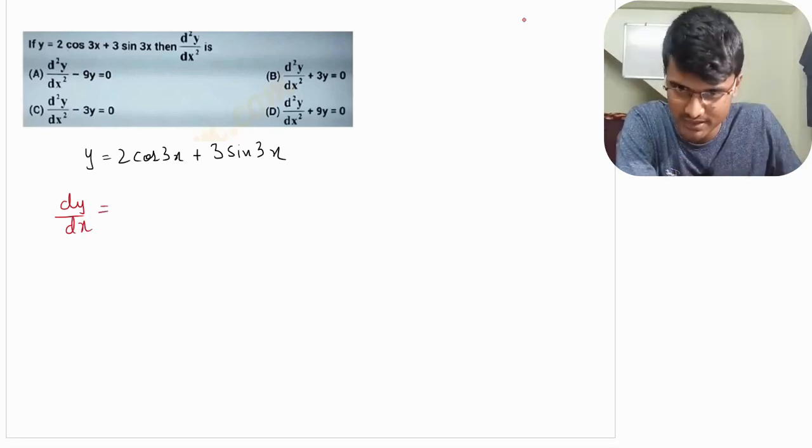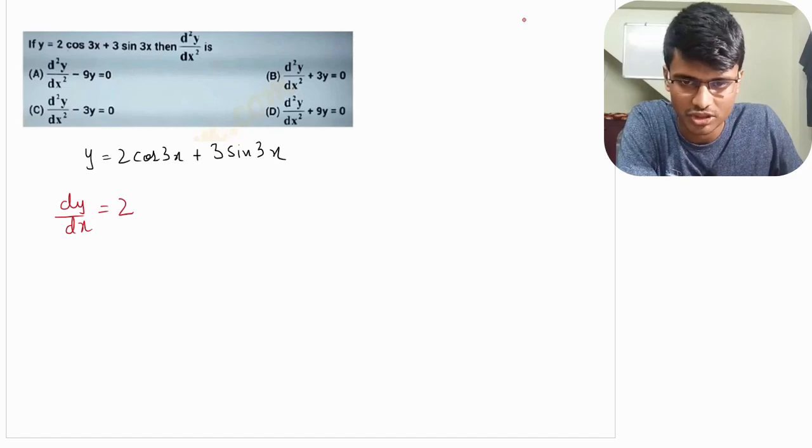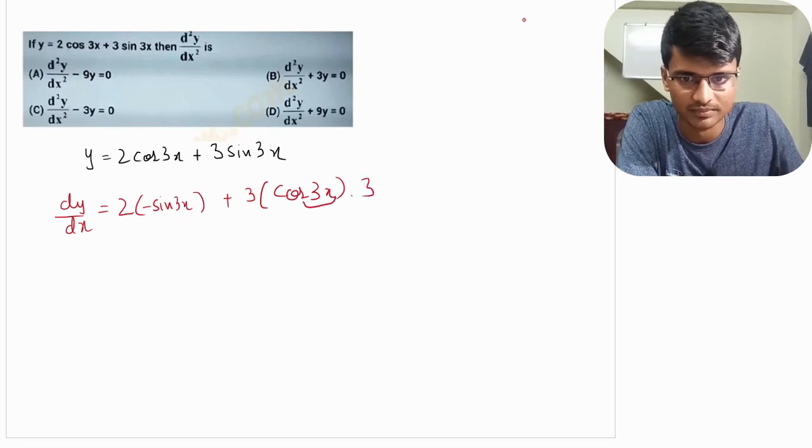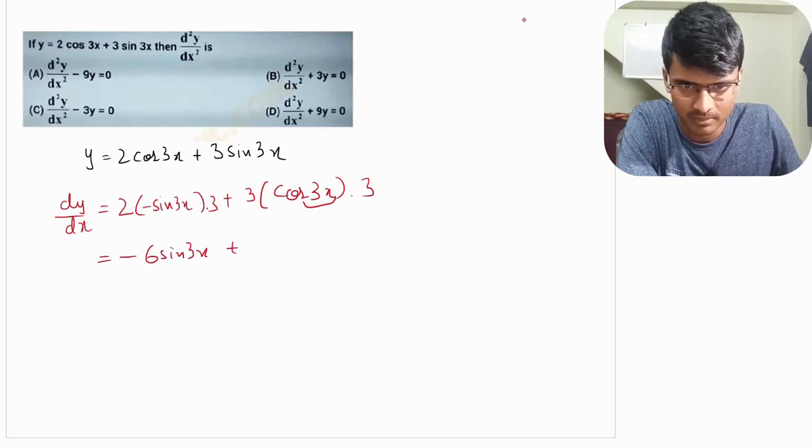Differentiation of 2 cos 3x is nothing but 2. Differentiation of cos 3x is minus sine 3x, times 3. Differentiation of sine 3x is cos 3x, and this 3x is 3. Here I missed the 3x, I'm so sorry, this is 3. So this is nothing but minus 6 sine 3x plus 9 cos 3x.